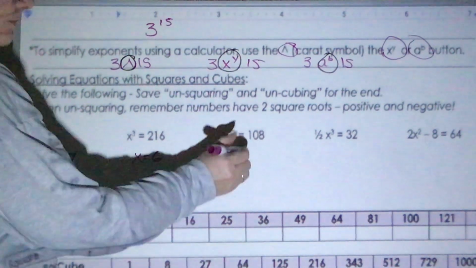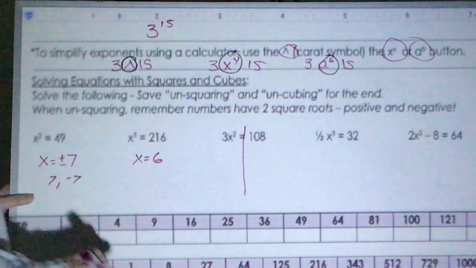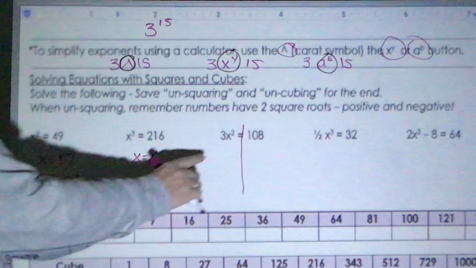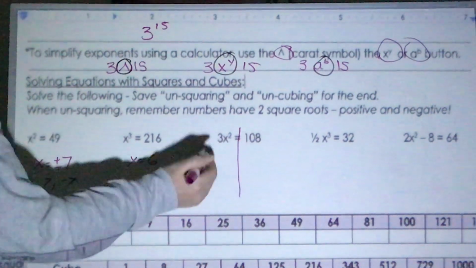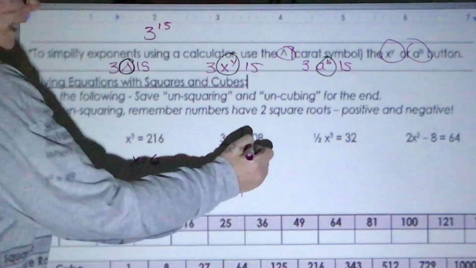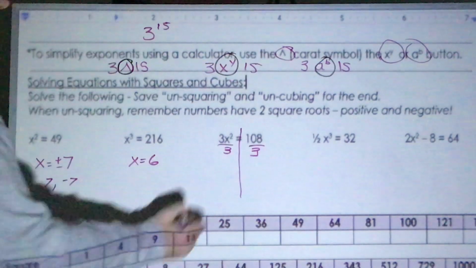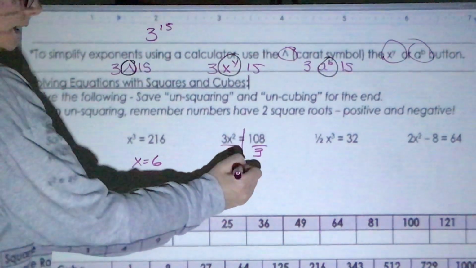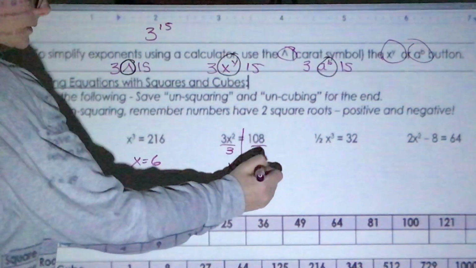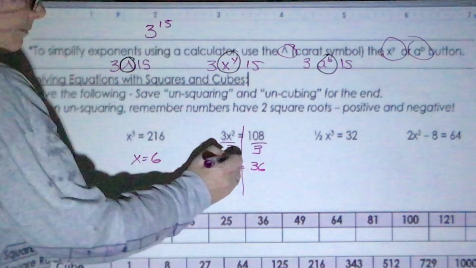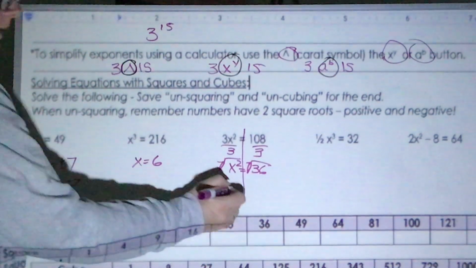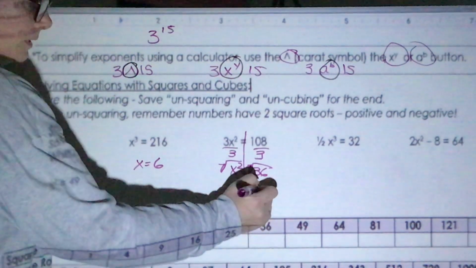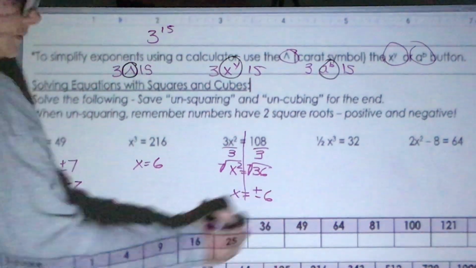For these other examples, we have some steps to do first. So I'm going to draw my line. For this one, I want to get x squared by itself, so I have to get rid of this multiply by 3. I'm going to divide both sides by 3. So I will have x squared equals 36. Now I'm going to unsquare both sides, and I'm going to get x equals positive or negative 6.